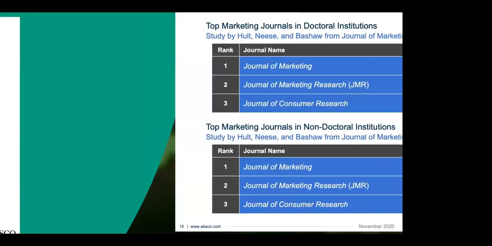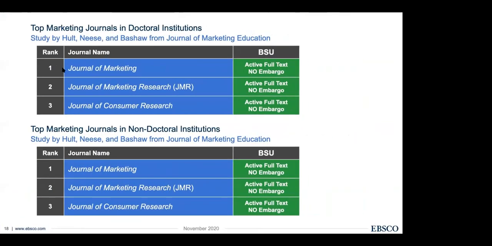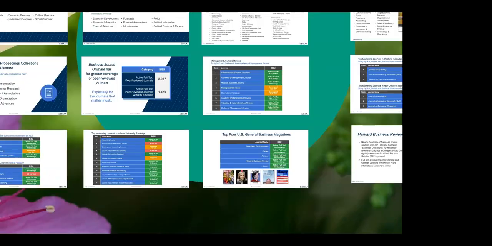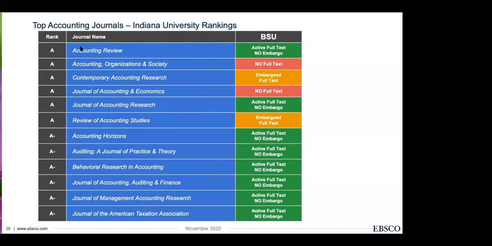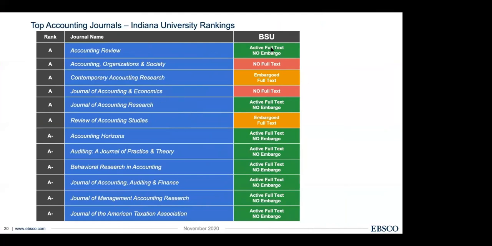And for marketing journals, you can see the top 3 journals in our BSU. We have full text with no embargo: Journal of Marketing and Journal of Consumer Research. You can go to BSU and find these journals. And for MIS journals, MIS Quarterly, we have no embargo, and also Journal of Management Information Systems. And the accounting journals as well. BSU provides these journals with no embargo. And no full text means we do not have this journal, only abstracts.